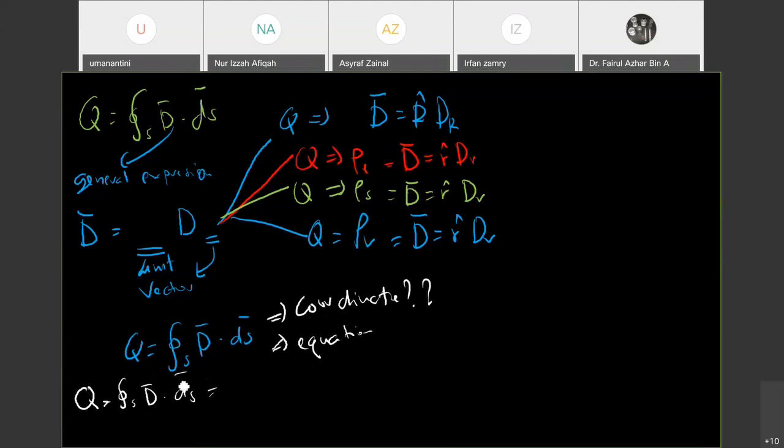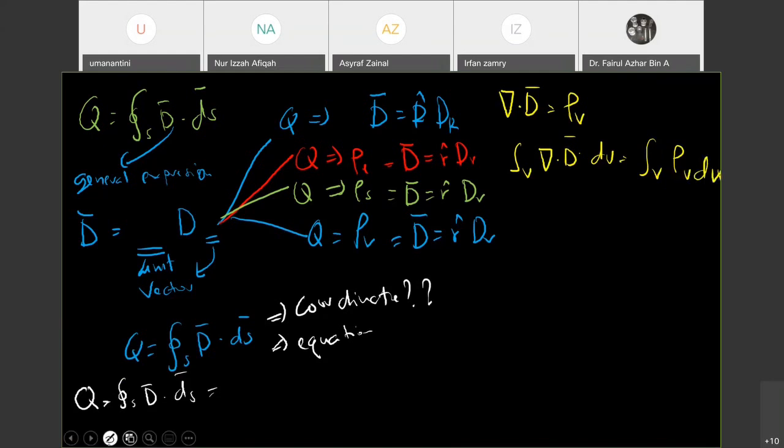Okay, but basically the Gauss law is derived from our first Maxwell equation. Whereas from the first Maxwell equation, we have del dot D is equal to rho V. Kan, last kali kita buat volume integration del dot D dV is equal to volume integration rho V dV.